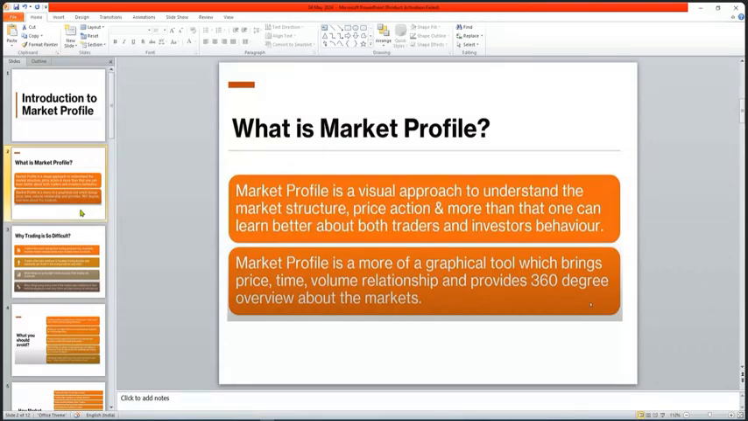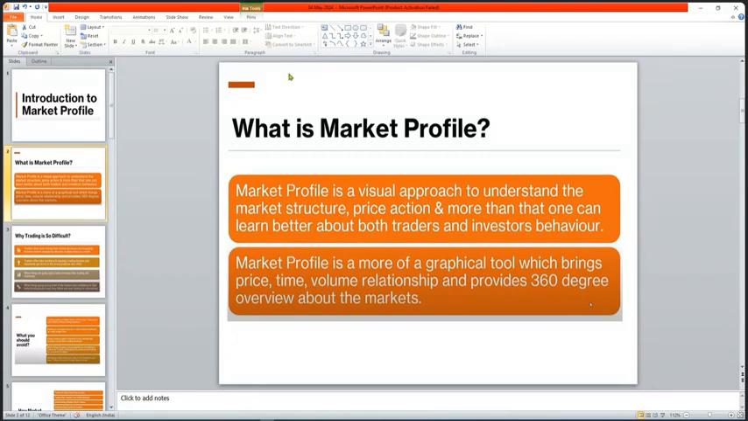While you are using market profile, why is the market profile chart completely different from the other types of charts? The market profile chart is a visual approach to understand the market structure, comparing the price action. More than that, one can learn better about both traders and investors.